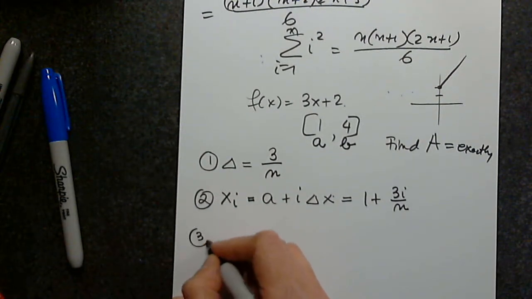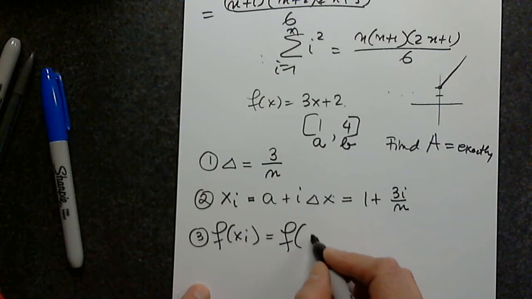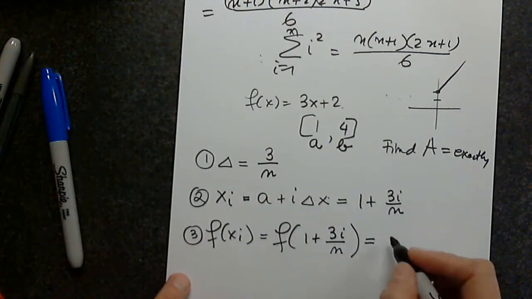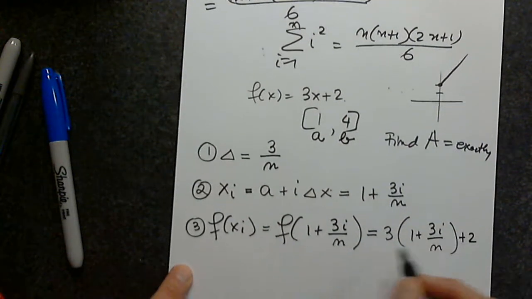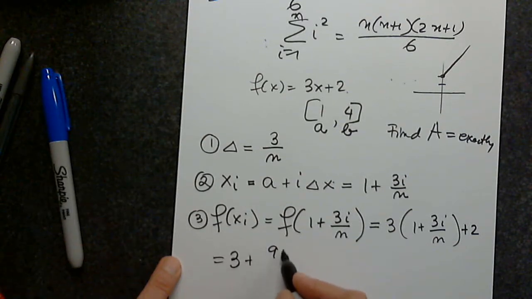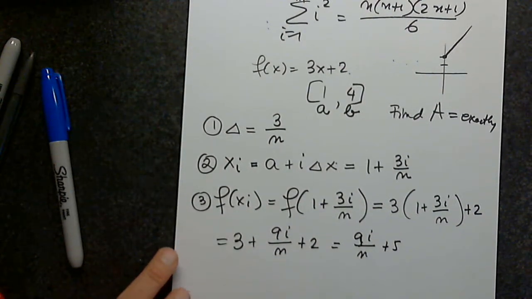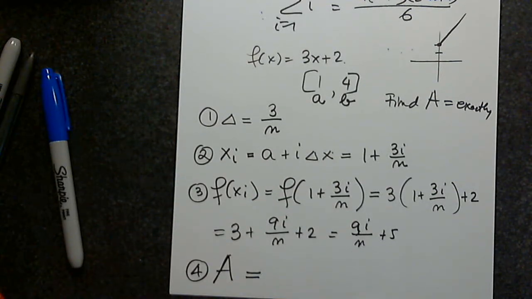Prep number 3. I have to find f of x sub i, meaning f of 1 plus 3i over n. What do I write? 3 times (1 plus 3i over n) plus 2. Awesome. So this is 3 plus 9i over n plus 2, or 9i over n plus 5. Finally, I got to the fourth step. The area equals, and now please tell me what to write. Yes, of course.